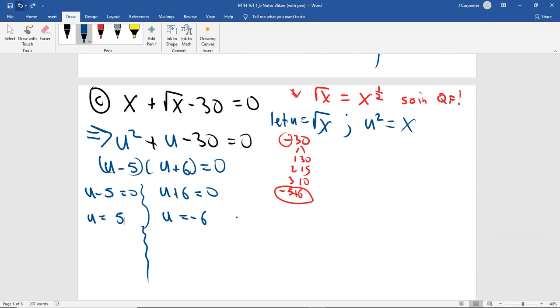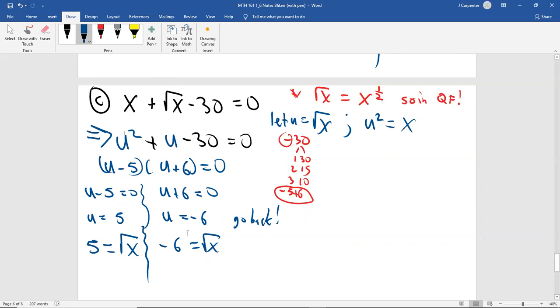We got to go back to our standard currency. So instead of writing u, we write the 5 equals square root of x and the negative 6 equals square root of x. So 5 equals square root of x. Again, I've just plugged it in here. The u went there. And then negative 6 is equal to square root of x.